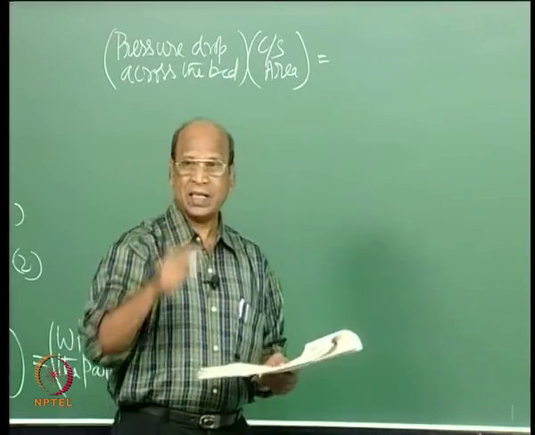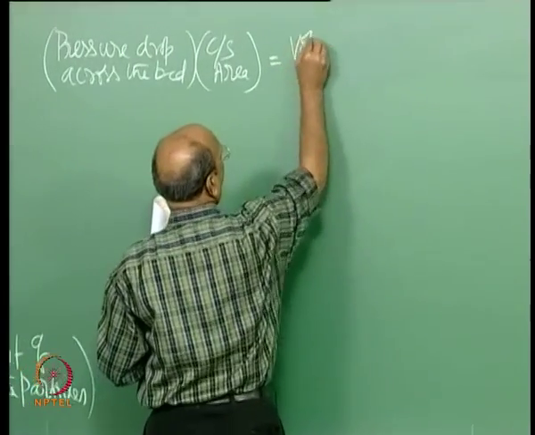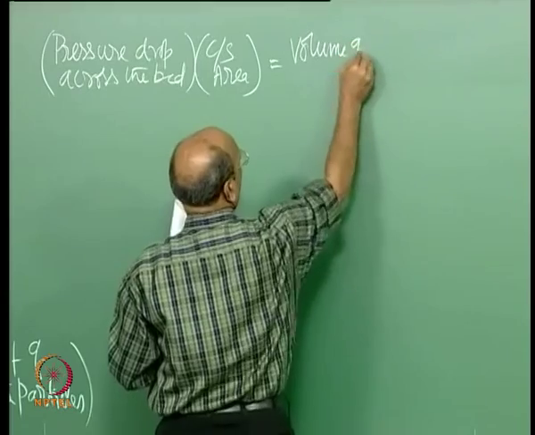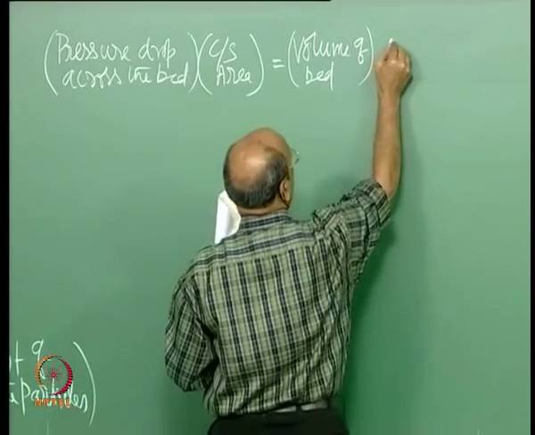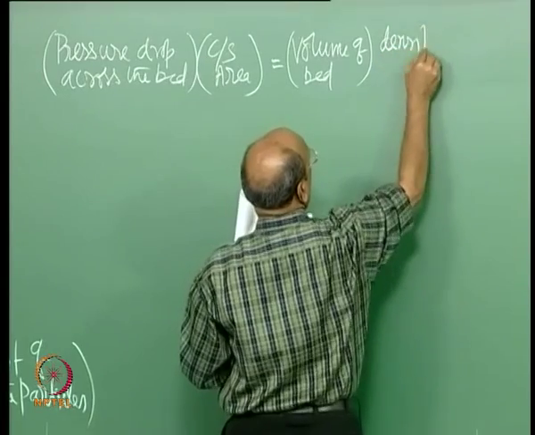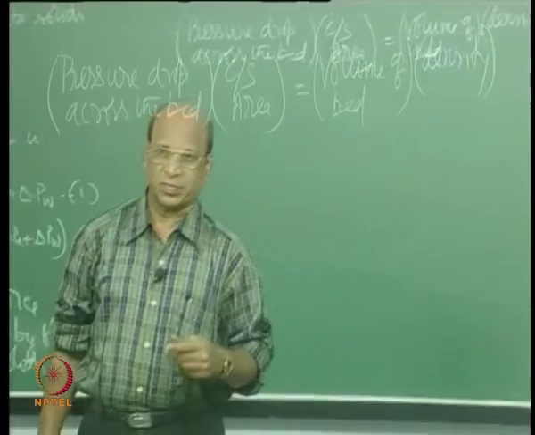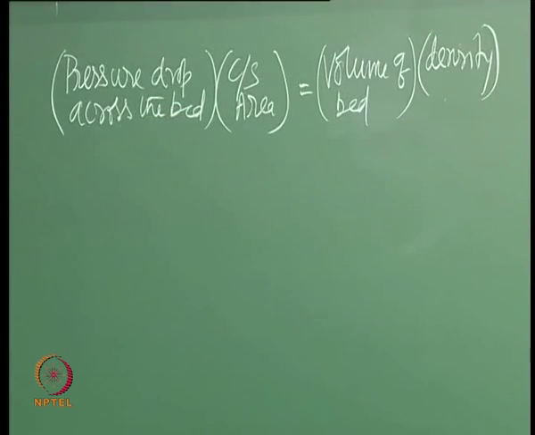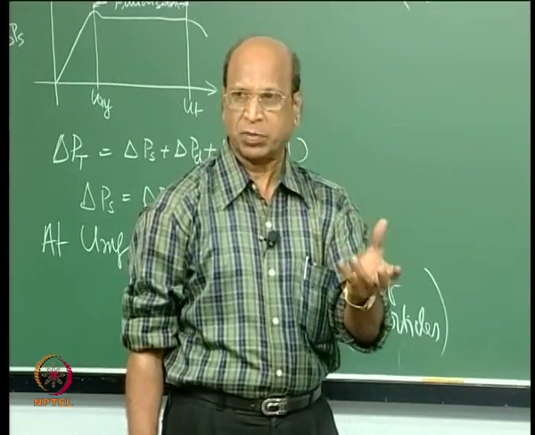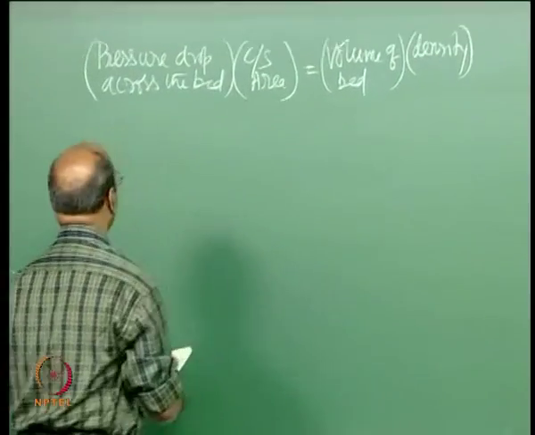Yeah, and then density. Okay, so volume of bed and density, and this density is the apparent density, because already you have some other fluid and the solids would have lost some weight. Correct, no? Because of the buoyancy. Okay, into, of course, g is there. Okay, so this is the one.